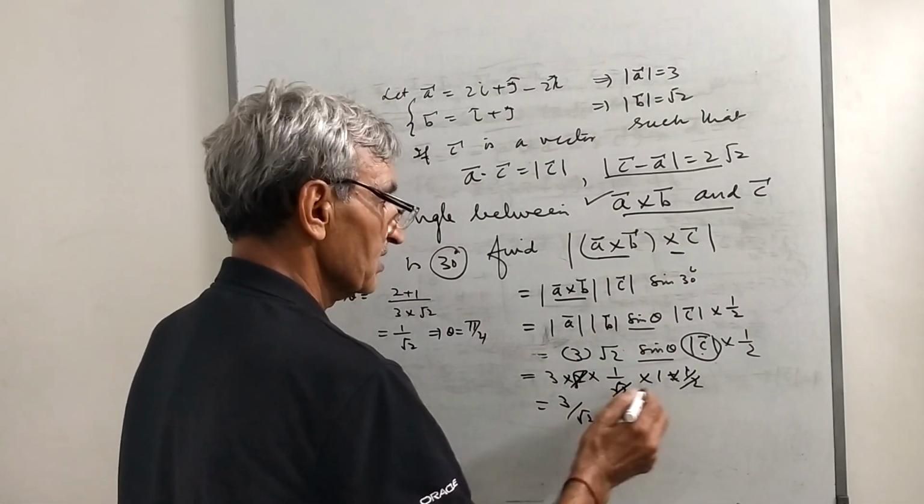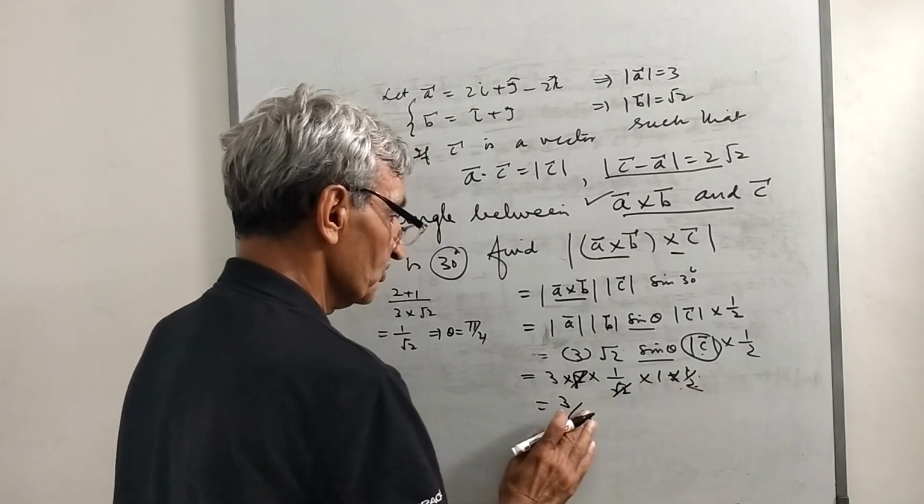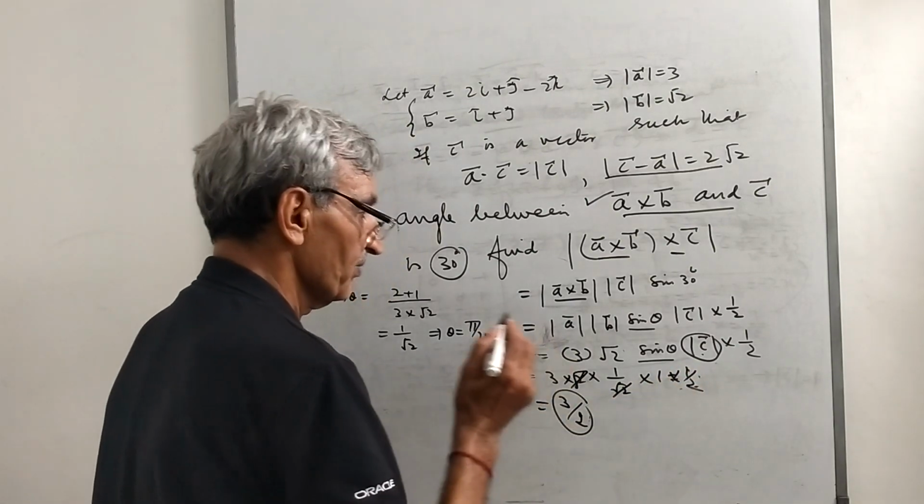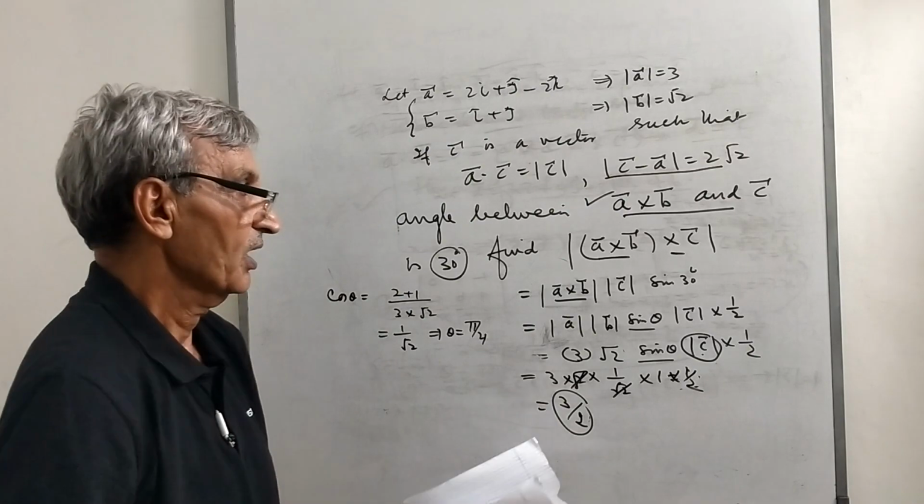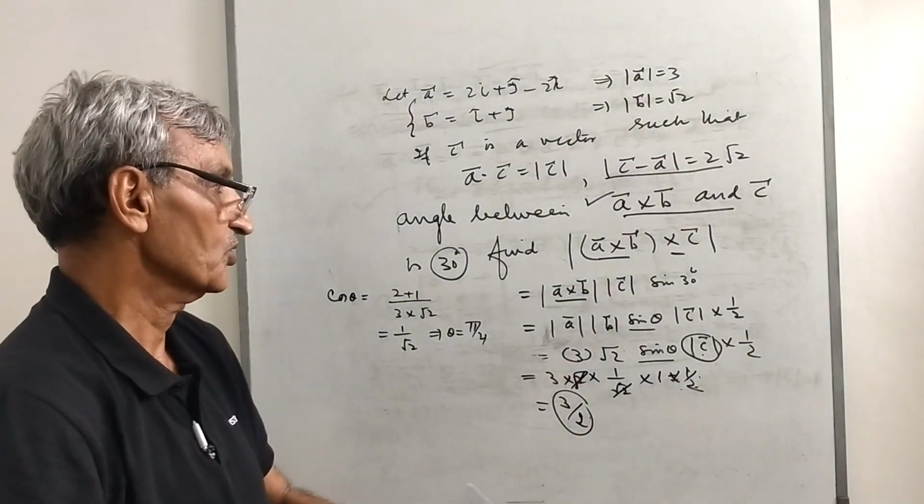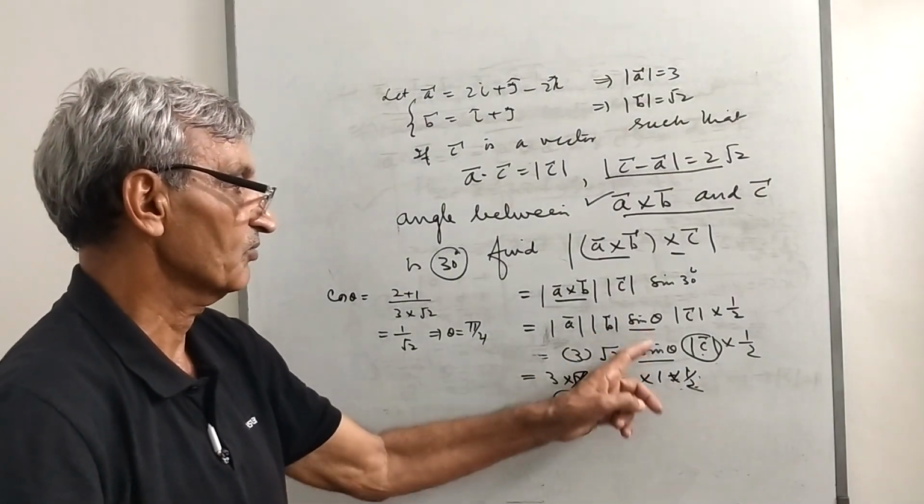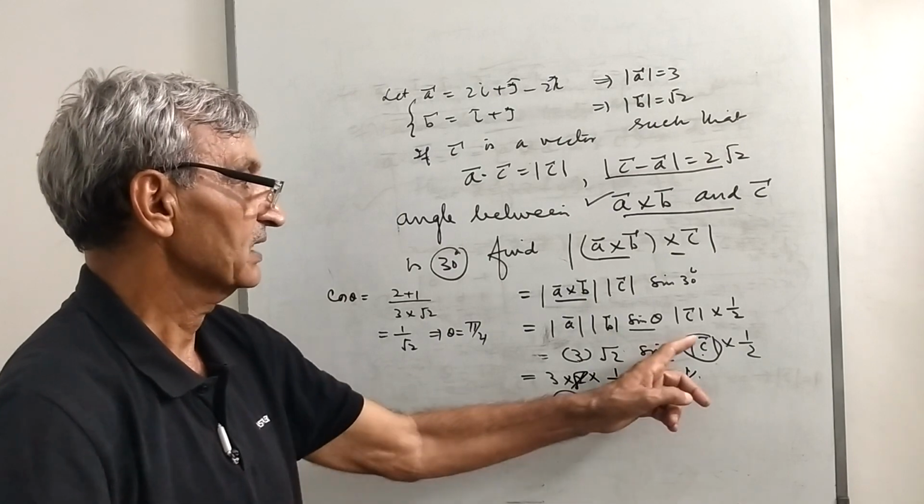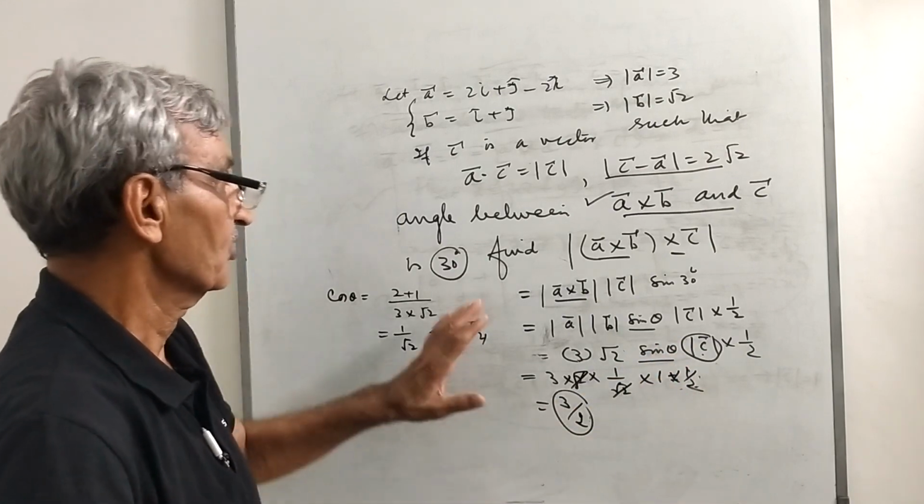This cancels with this, and therefore my answer was 3 by 2. I made a mistake. Magnitude of B is equal to under root 2. This is 3 under root 2 sin, 1 over under root 2 sin, and this is 1 and 1 by 2, and we got the answer.